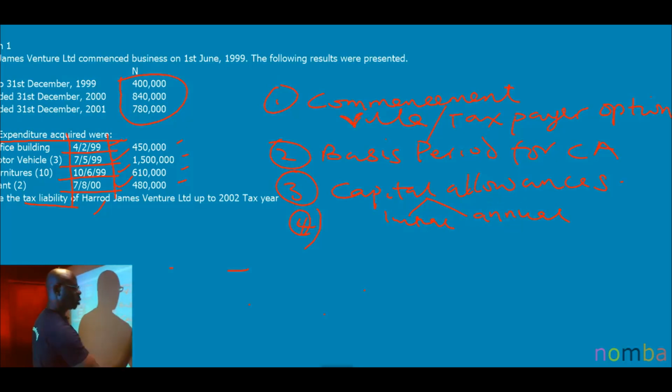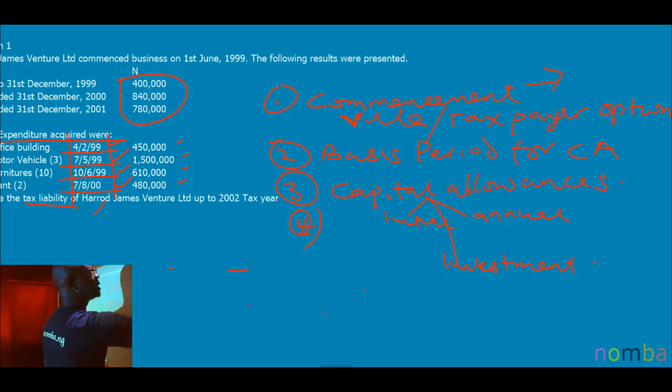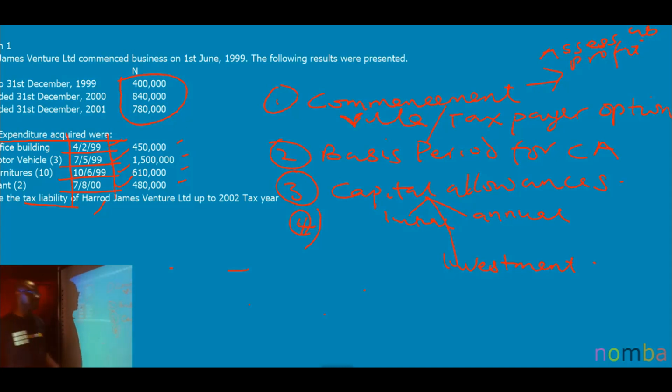Okay. We are also going to compute investment allowance, if any. Now for number 4, after computing all of this, remember the definition of capital allowance: capital allowance is to be deducted from the assessable profit of a business before subjecting the balance to tax. At this point, we will have known the assessable profit for each period. Then from the assessable profit, we will deduct the capital allowance.